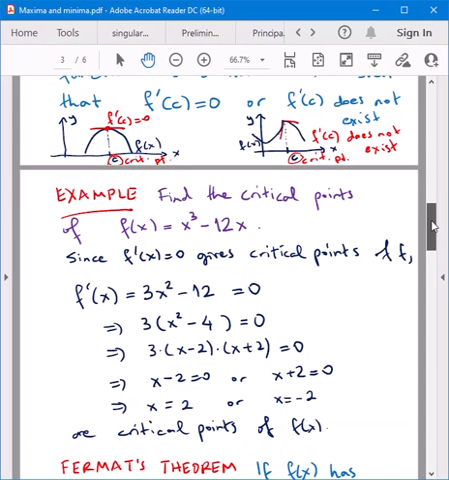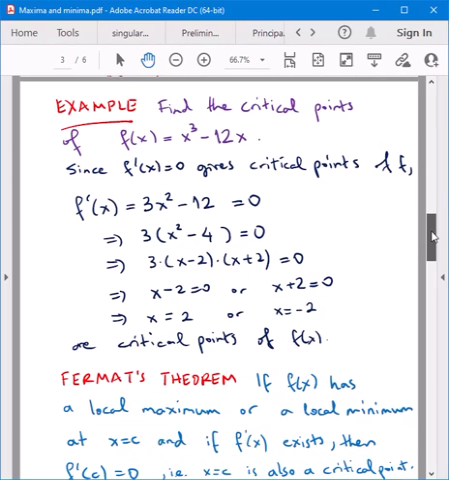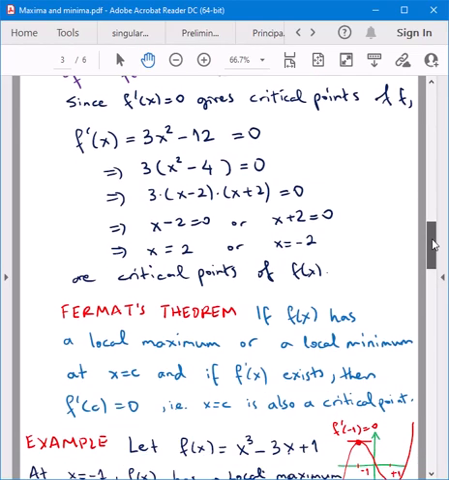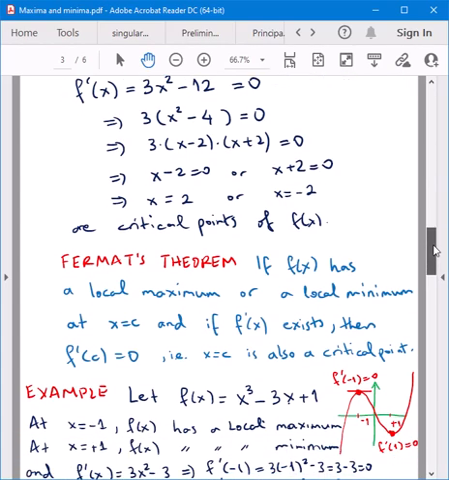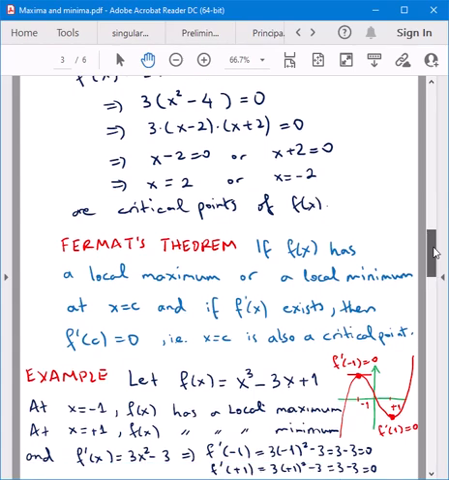Then these 2 points are critical points of the function. And if we sketch the graph of this function, at 2 and minus 2 you will see that the tangent lines are going to be horizontal. There is a theorem by the name of Fermat. If f of x has a local maximum or a local minimum at a point C, and if the derivative exists, then f prime must be 0 at that C, and C must be a critical point.